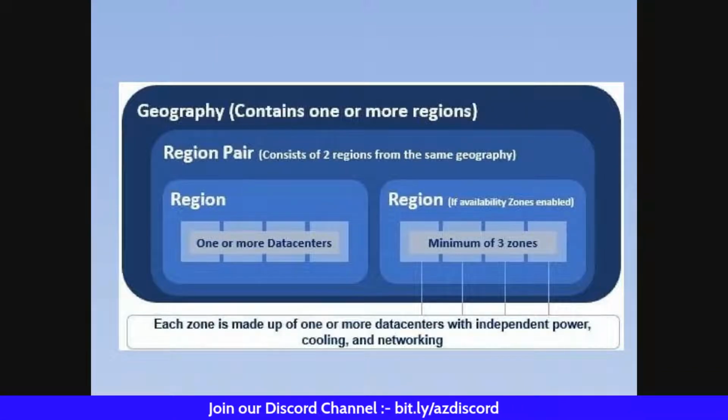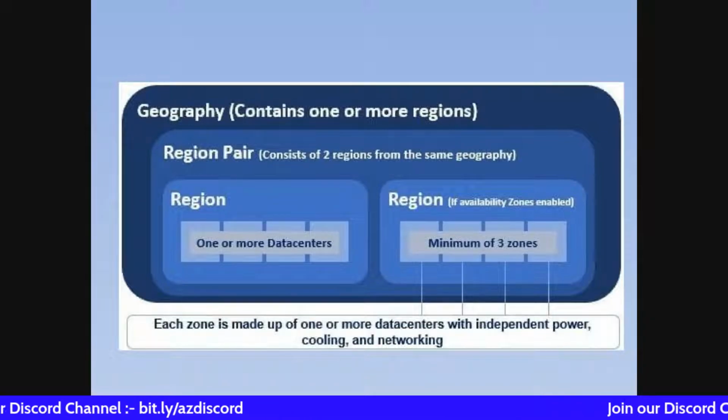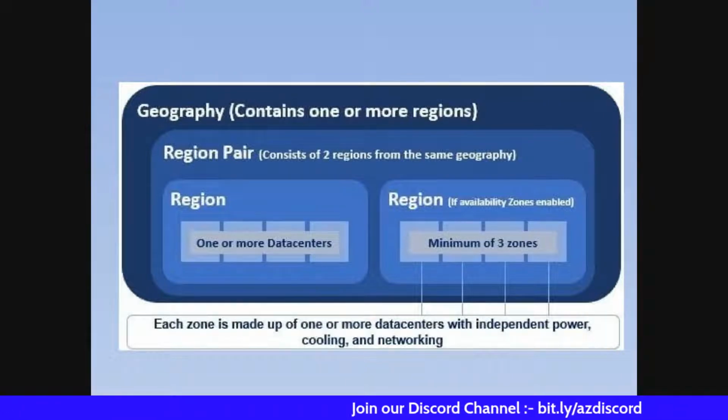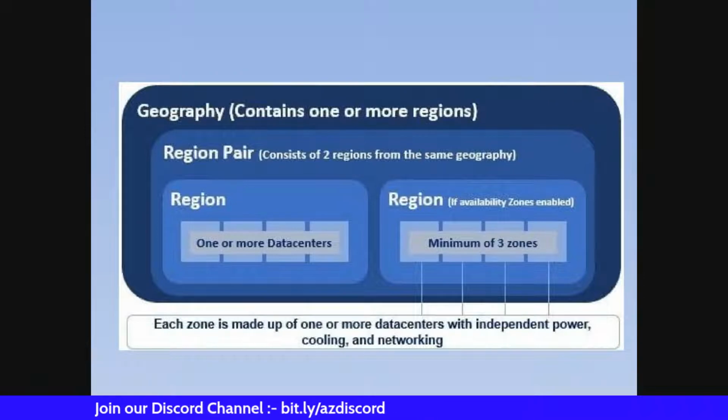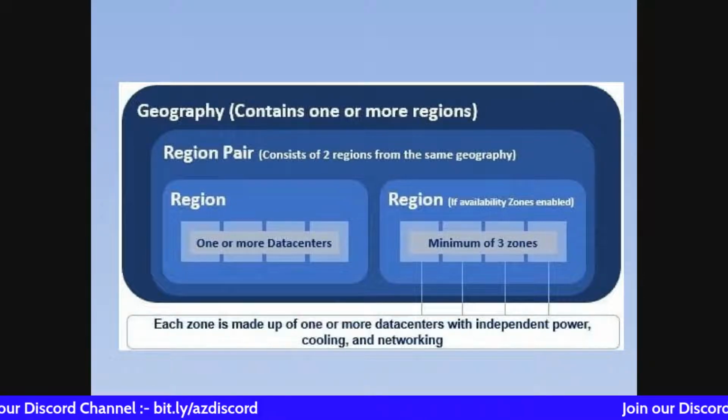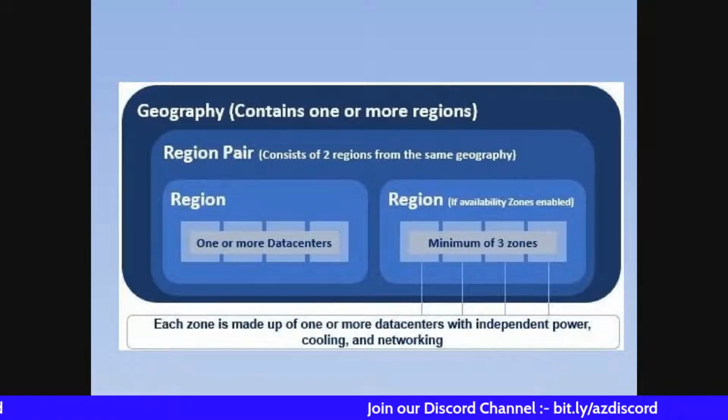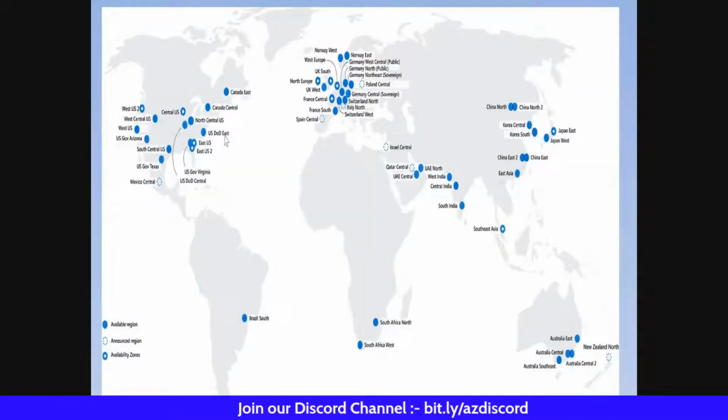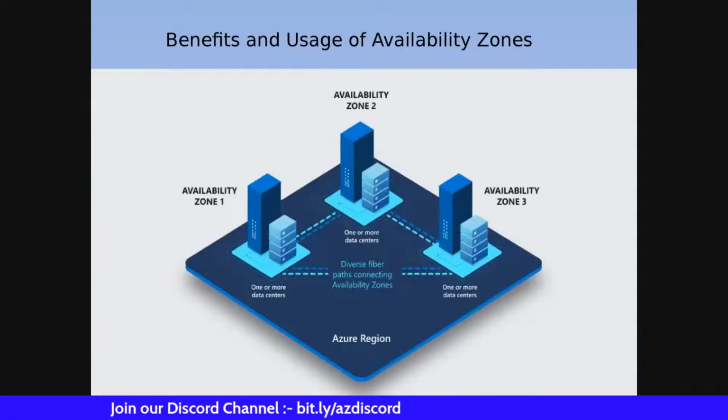By looking at this diagram, you'll see that a geography contains one or more regions, for example East US and West US. A region pair is two regions of the same geography. Maybe in East US you have one or more data centers, and in West US you have two, or more than two or three. So this is just a mapping.